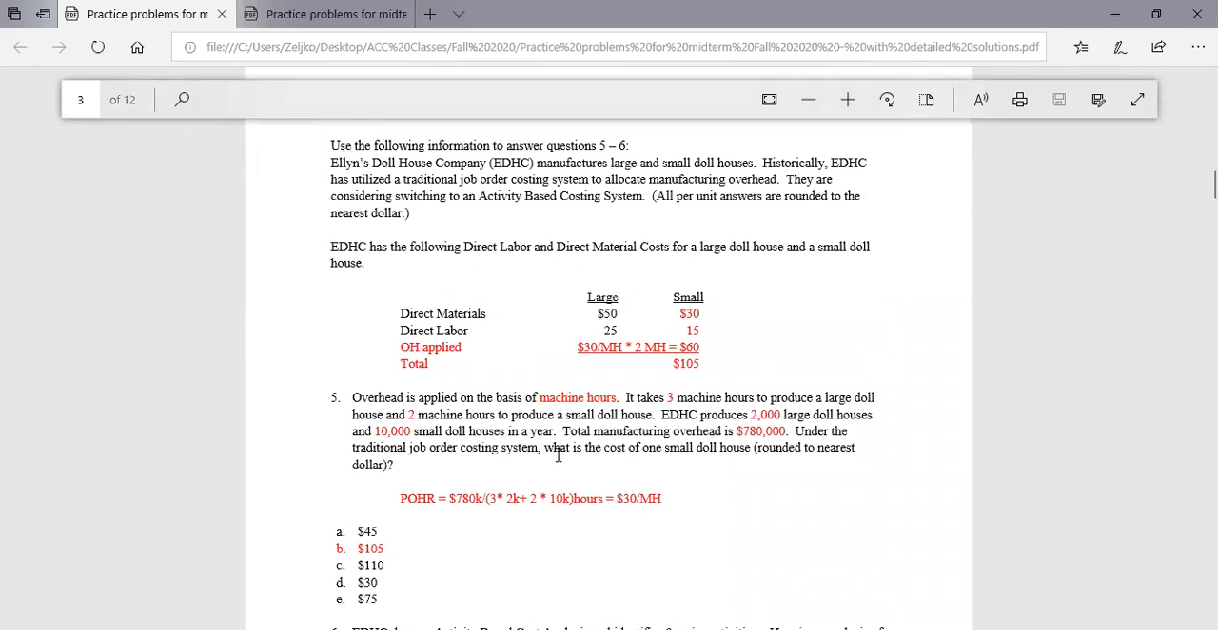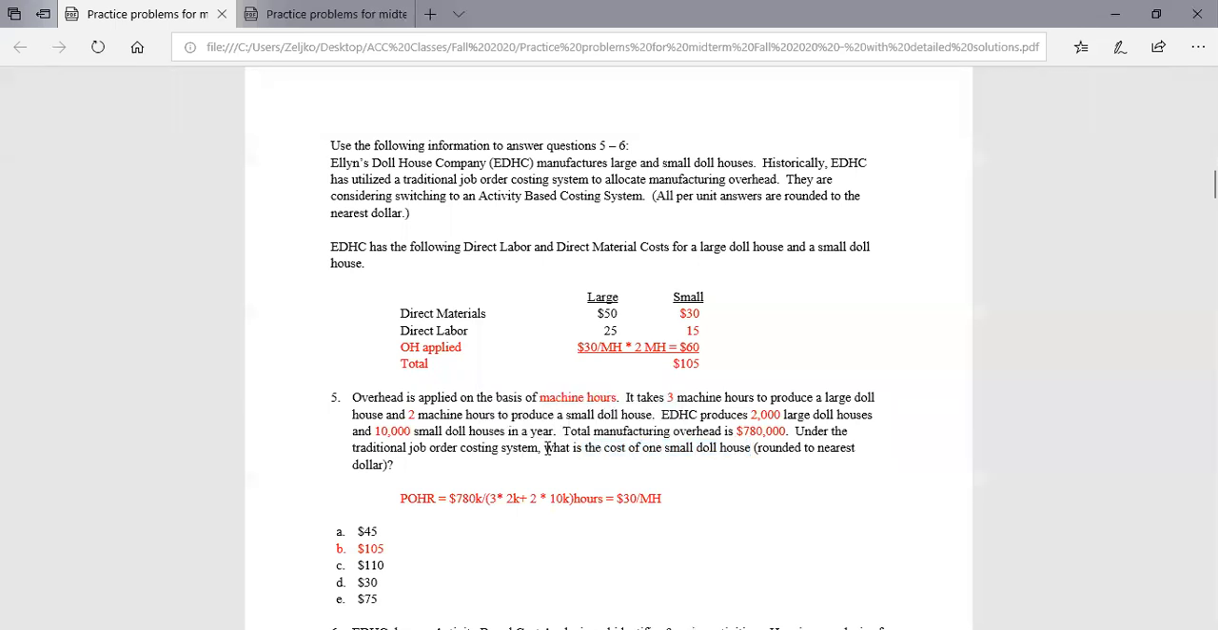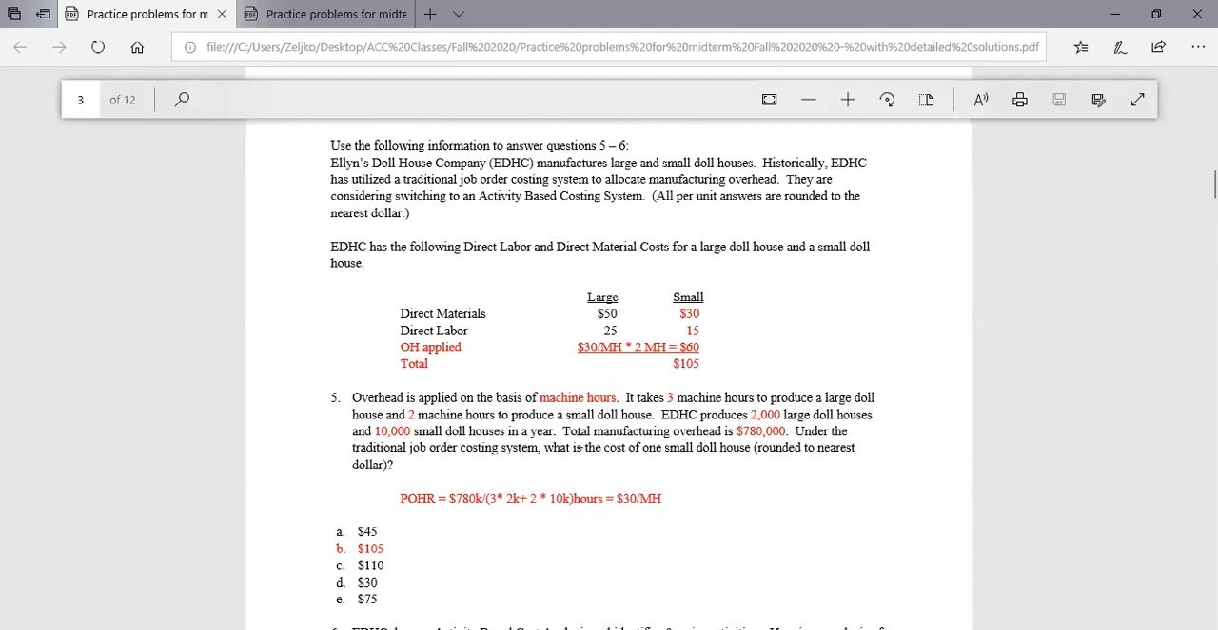Under the traditional job order, what's the cost of one small dollhouse? Be careful, not just overhead, but the total cost of each unit. And we know what goes into total cost: direct materials, direct labor, and overhead applied. You might focus right away on overhead, because that's where it takes a lot of steps.